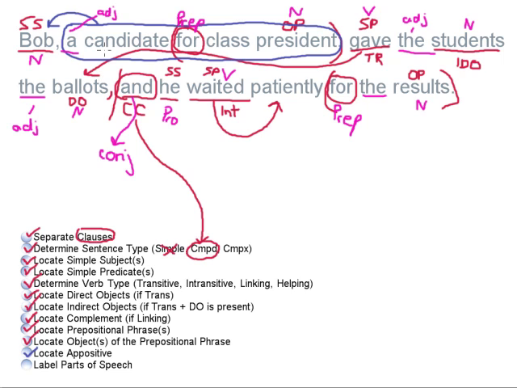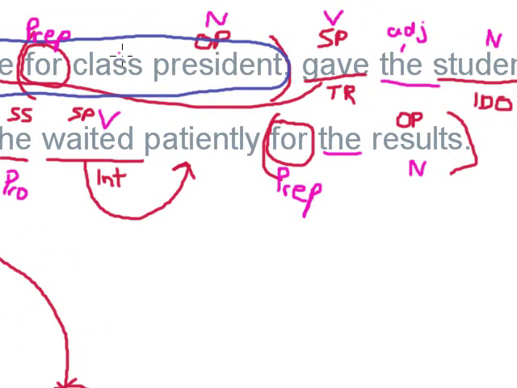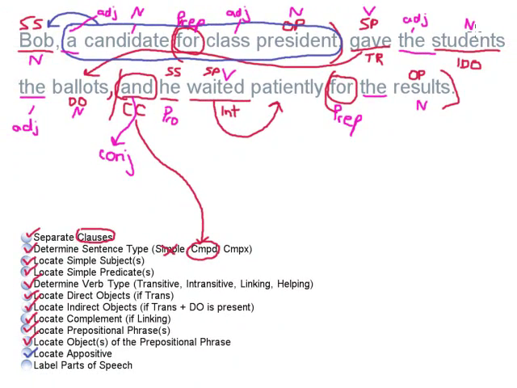So we're left with candidate, a candidate. I know that's a noun. That's a thing. Class would be a noun, but in this sentence, it tells us who the president is. For class president, what kind of president is he? He's a class president. So since it modifies a noun, this is also an adjective. Gave, we got a verb, the adjective, noun, ballots, and he.